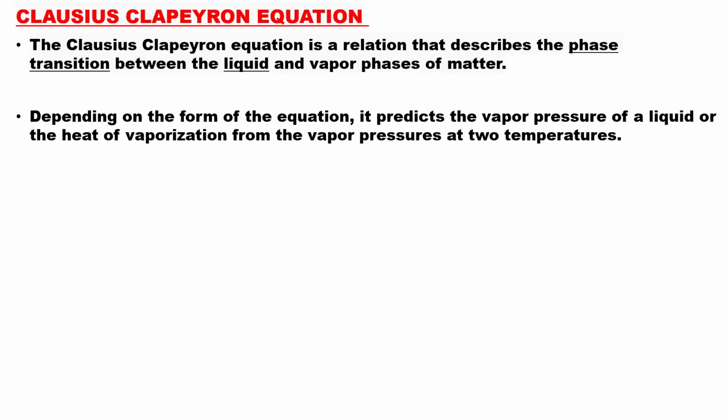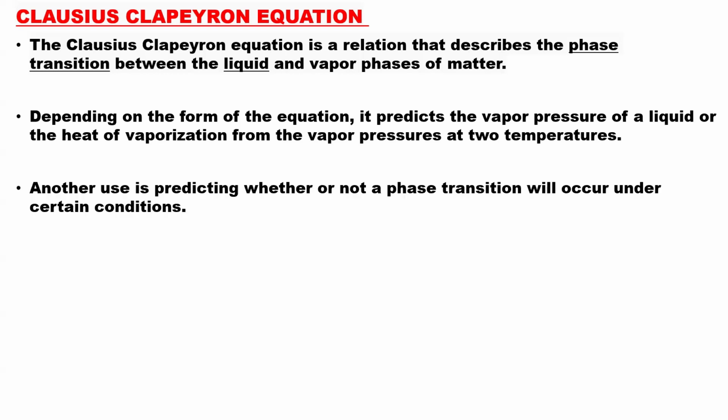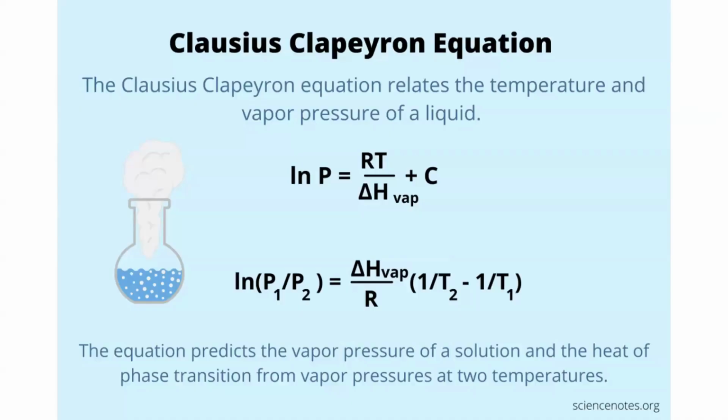Depending on the form of the equation, it predicts the vapor pressure of a liquid or the heat of vaporization from the vapor pressures at different temperatures. Another use of the equation is predicting whether or not a phase transition will occur under certain conditions.